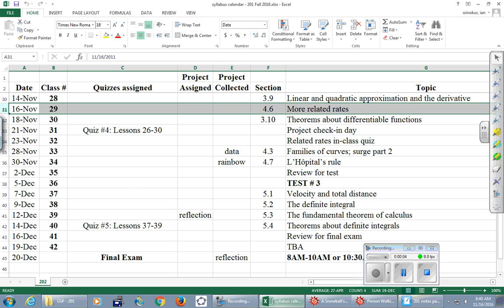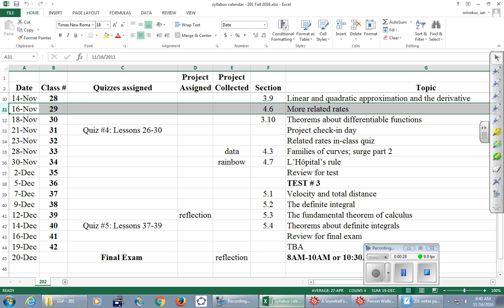Today is class 29 for us. We are talking about related rates again. This is our second of 3 days talking about related rates problems. The reason we spend so much time talking about them is because they are so hard. We really need to hit them a few different days to try to get the basic concepts associated with those problems.